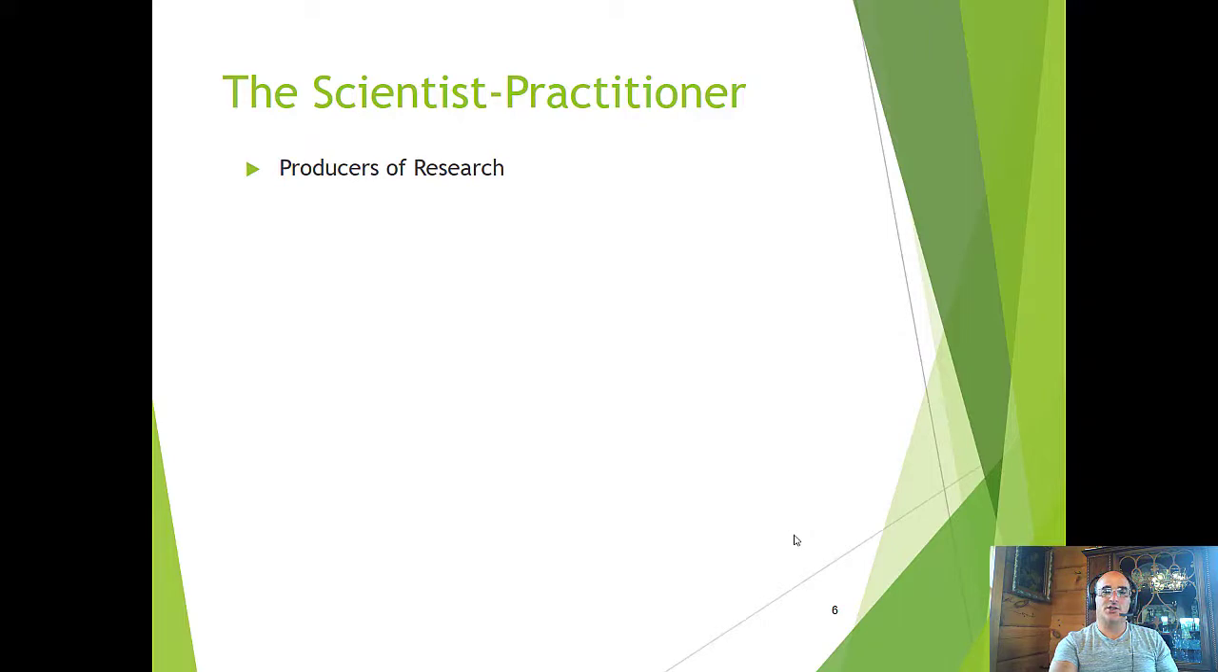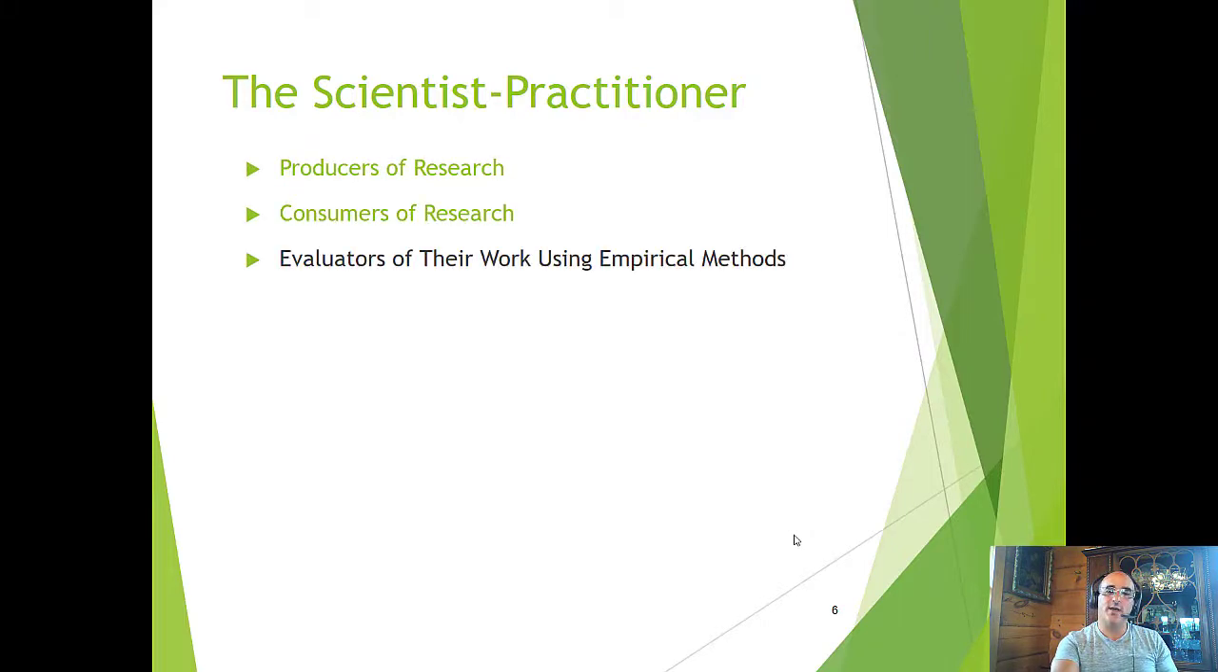When exploring abnormal behavior, we're really looking at professionals as scientists and practitioners. Scientists or practitioners are producers of research, consumers of research. They evaluate their work using empirical methods, and we use an evidence-based practice to determine what interventions work and which ones don't.